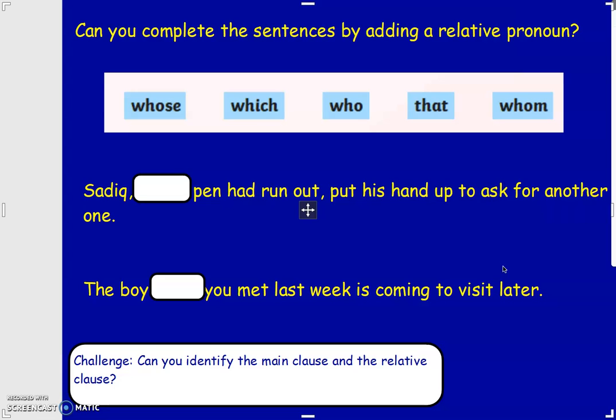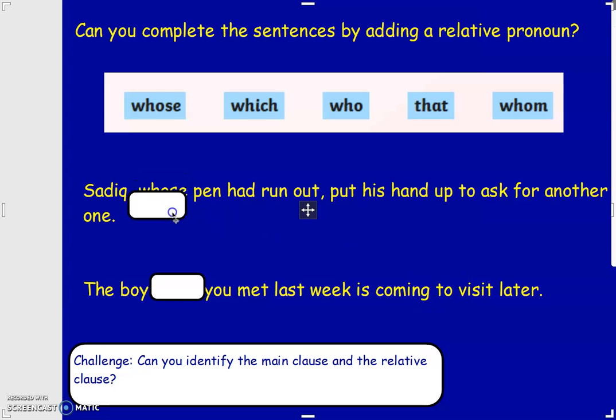So, firstly, I want you to add the correct relative pronoun, and then your challenge at the bottom down here is, can you identify the main clause and the relative clause? Okay. Right, pause the video here and have a go at it, and I'll reveal the answers in about 2 seconds.